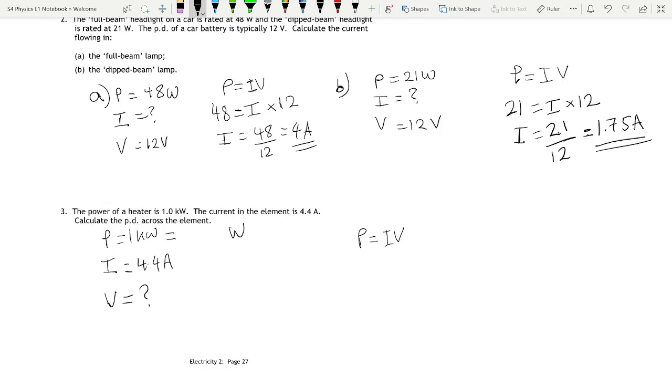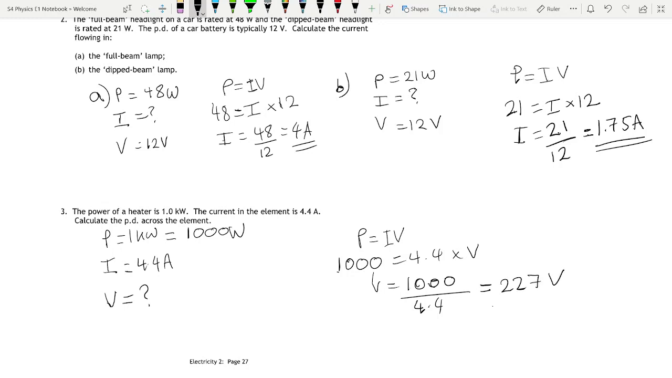So it's 1 kilowatt, so we need to change it into watts. So how many watts is it? Yep, exactly. 4.4 amps, and we want to know the voltage. So it's going to be 1,000 equals 4.4 times the voltage. So the voltage is going to be 1,000 divided by 4.4, which comes to 227 volts.